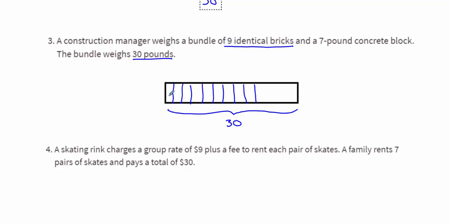And we don't know how much they weigh. We just know they weigh the same amount. So they weigh X amount. And then we have another block of concrete that weighs an additional 7 pounds. So our total of 30 pounds consists of a 7-pound block and then 9 identical bricks that we don't know the weight of.